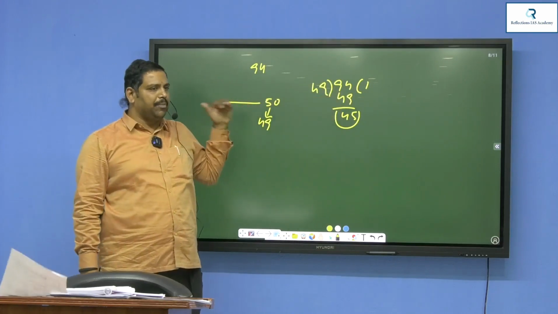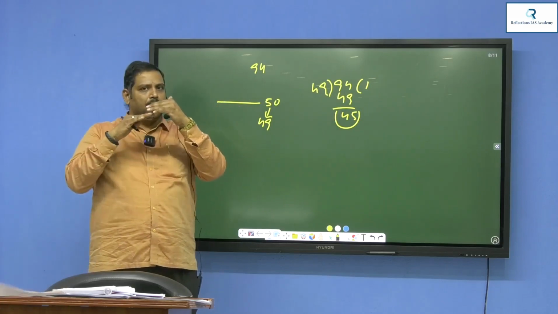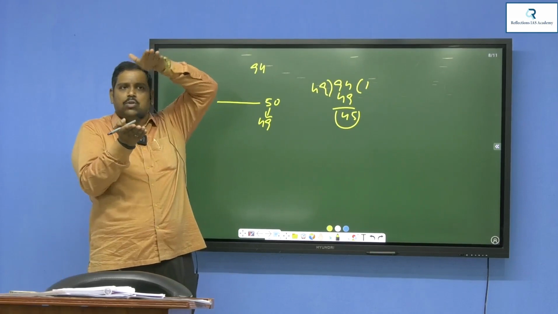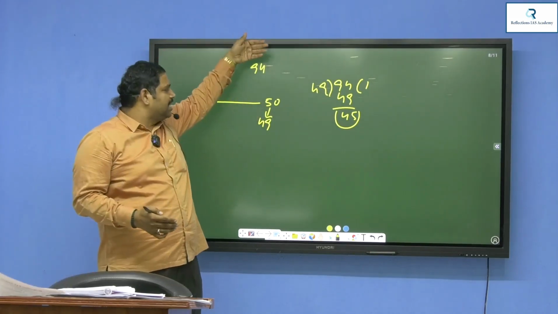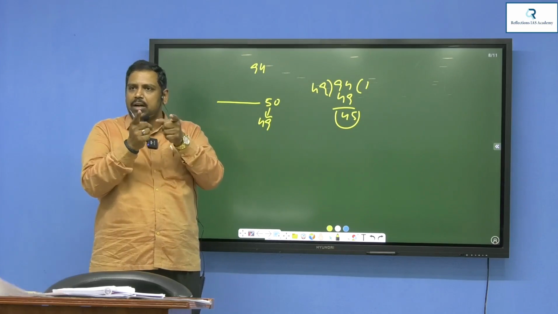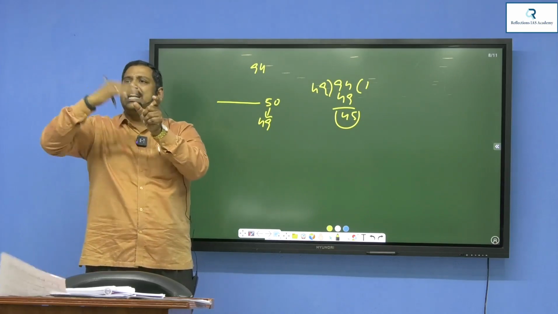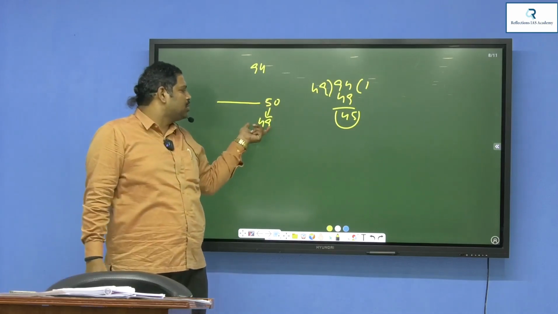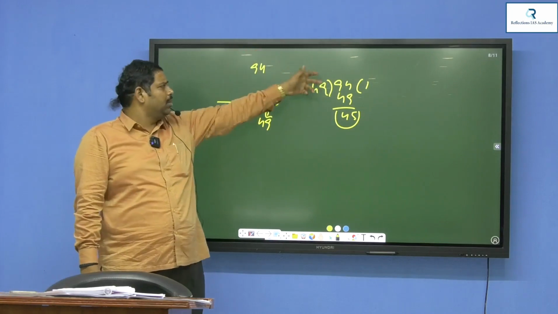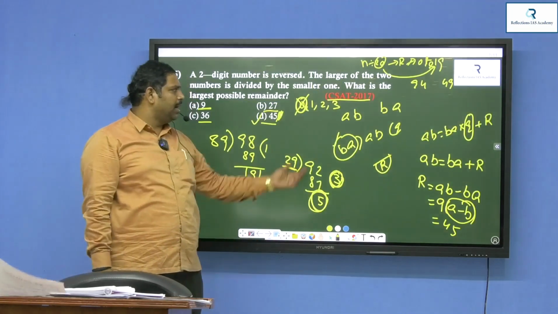This is the logical way. To get the maximum remainder, the gap should be maximum, right or wrong? To get the maximum gap, one is above 50, the other is below 50. To get the maximum remainder, the smaller number is the divisor, and the divisor should be greatest, right? Greatest means close to 50. Close to 50, the greatest number is 49. Automatically, the reverse will be 94. You have to check like this. Whichever you like, you can follow, either this one or that one.